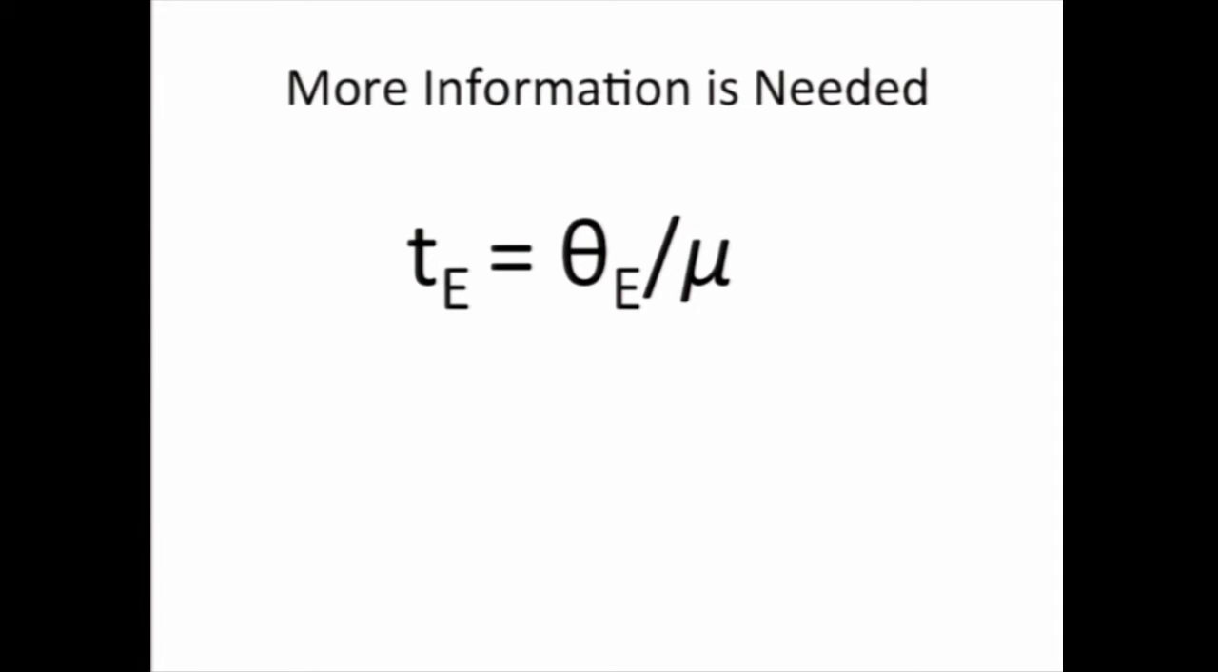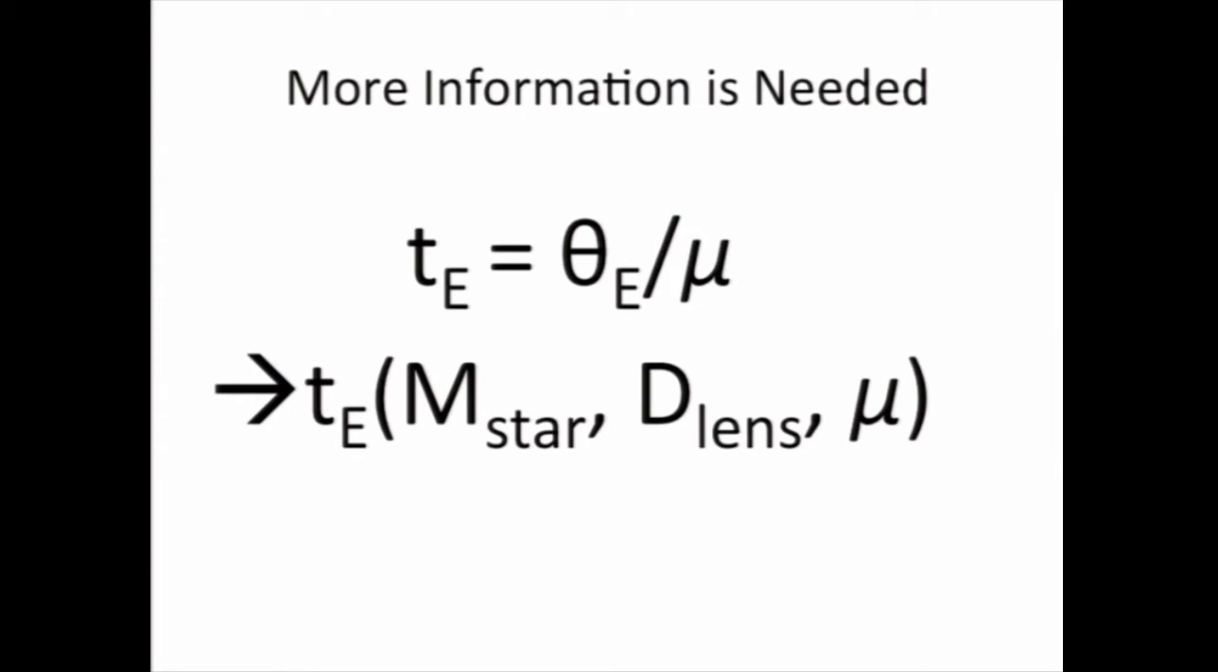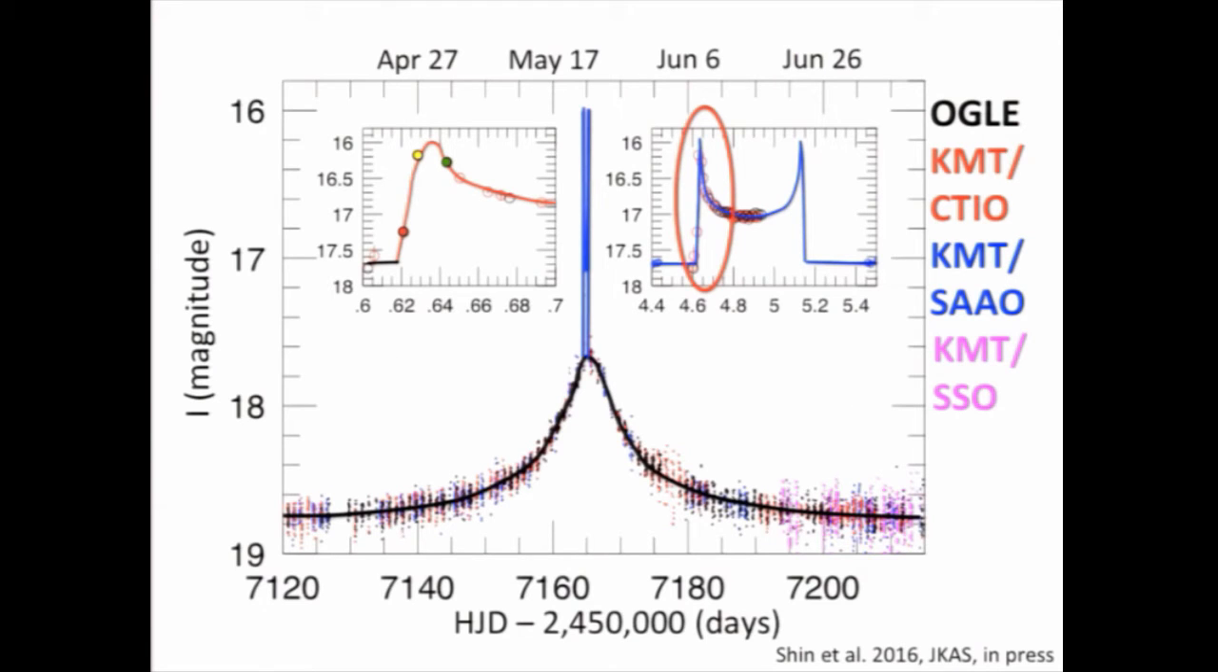But we know that the Einstein ring depends on both the mass of the star and its distance. And so you have one observable and 3 unknowns, which is quite obviously a bad situation to be in. And so the question is, how can we measure more things so that we can characterize these lens stars and measure their masses? One thing you can do is measure finite source effects.